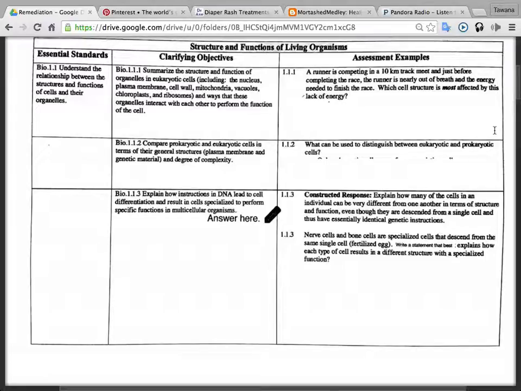Sit in the comfortable seat. Read the question. What can be used to distinguish between eukaryotic and prokaryotic cells? My answer was eukaryotic contains membrane-bound organelles. Okay, eukaryotic. What do you mean by membrane-bound organelles? What we just named. Okay, good.